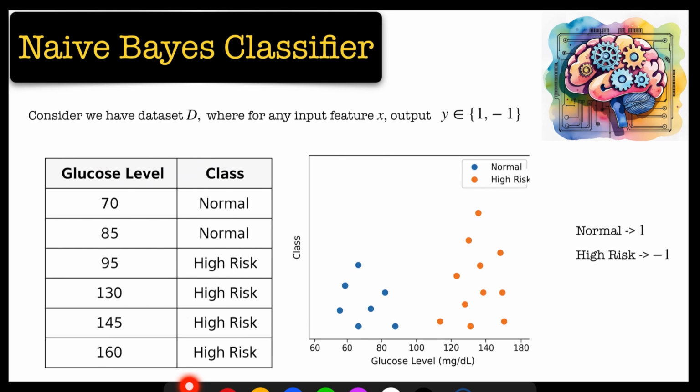Consider we have this dummy data set here. We are given the glucose level and the class whether it is normal or high risk. And also we have plotted this here. This is a dummy plot where we can see that risk is increasing with glucose level. And consider this normal is 1, high risk is minus 1. So that's how we are categorizing our output class.